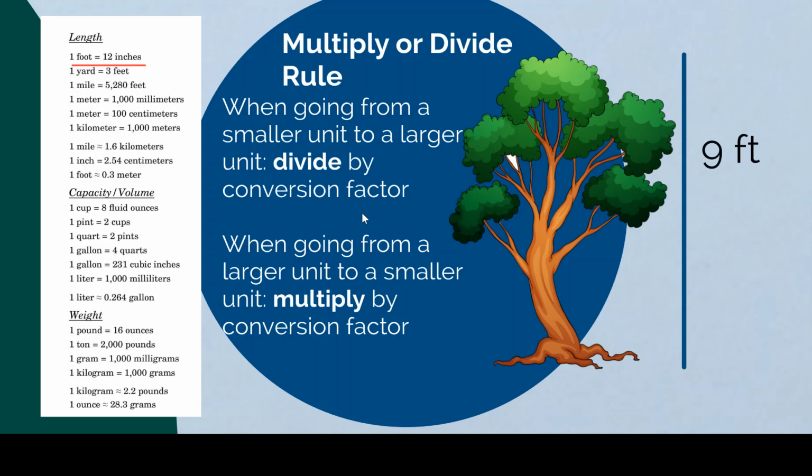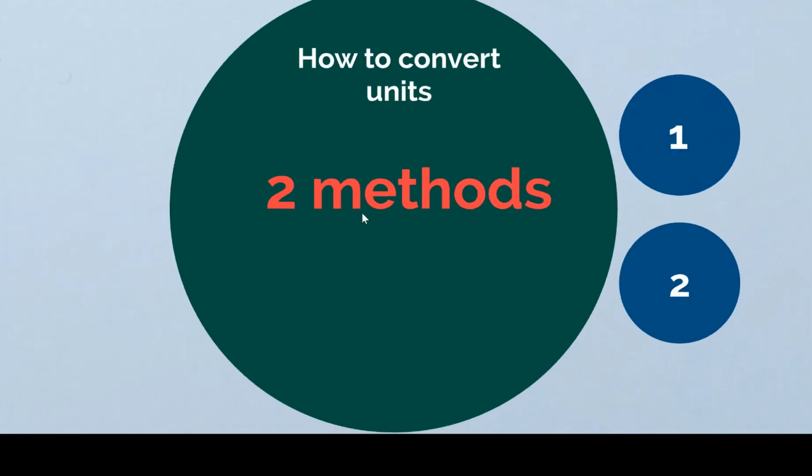Let's do an example in the opposite direction. If the length, or the width rather, of the tree is 2 yards, and I want to find out how many feet that is, I'm once again going to go to my conversion factor. 1 yard is equal to 3 feet. And now I'm going from a larger unit to a smaller unit, so it's going to take more of them to measure the same distance. So I'm going to multiply by 3, and I'm going to get 6 feet. Okay, so that's method 1.